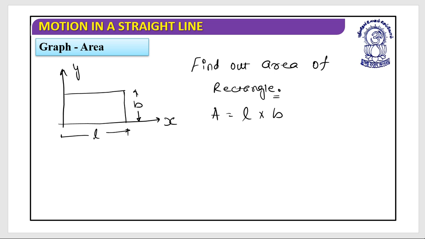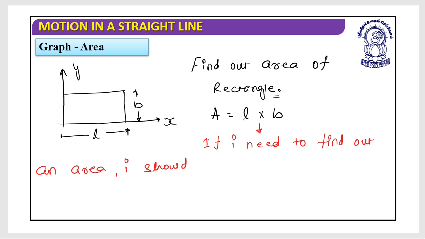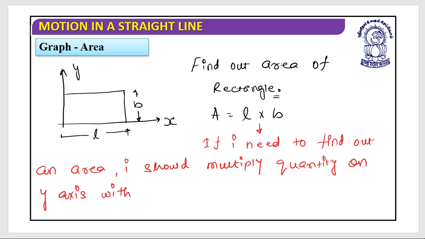So what I can conclude from here is that if I need to find an area, I should multiply the quantity on the y-axis with the quantity on the x-axis. This is all we require: if I need to find an area, I need to multiply the quantity on the y-axis with the quantity on the x-axis. Are you clear with this? Are you sure? Okay, let's look.